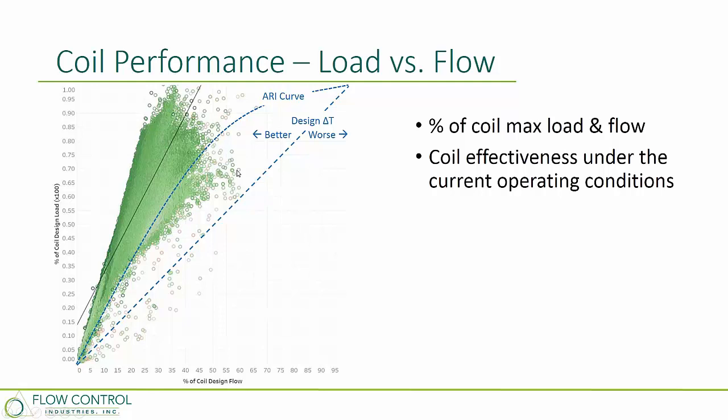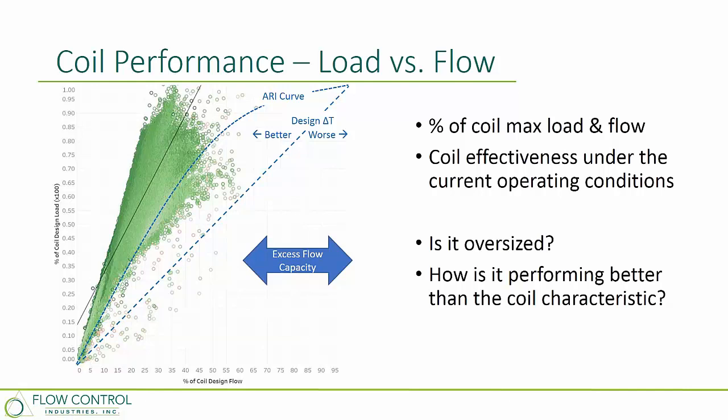So we overlay that graphic that we've seen a lot of times through ASHRAE. It's that ARI curve for a cooling coil. Our main dotted line here tells us the design delta T. If we're to the left of that, that's better than design. If we're to the right of that, that's below design. That ARI curve tells us the ideal performance there. Well, we see that we're operating well to the left of even that ARI curve.